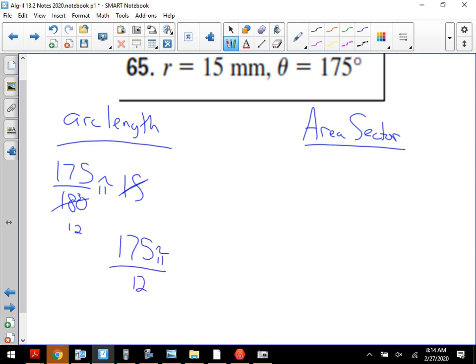Sector, same deal. We have 1/2 radius squared, 15 squared. And then we have our theta of 175 over 180 pi. Let's see, 15 squared is what, 225?